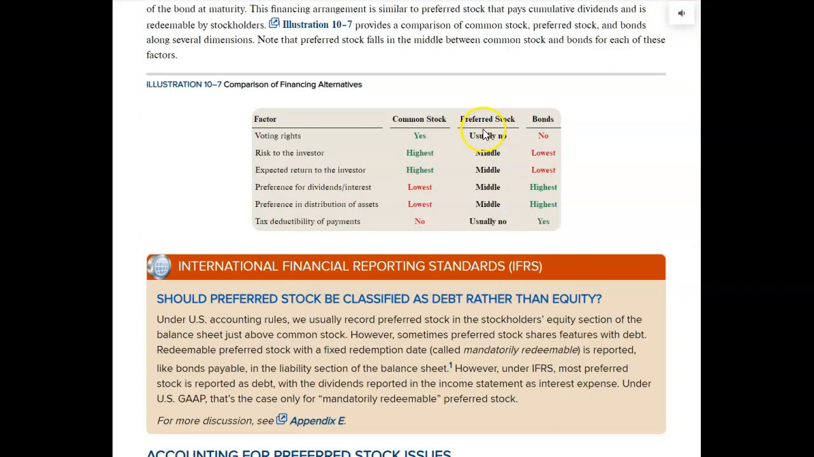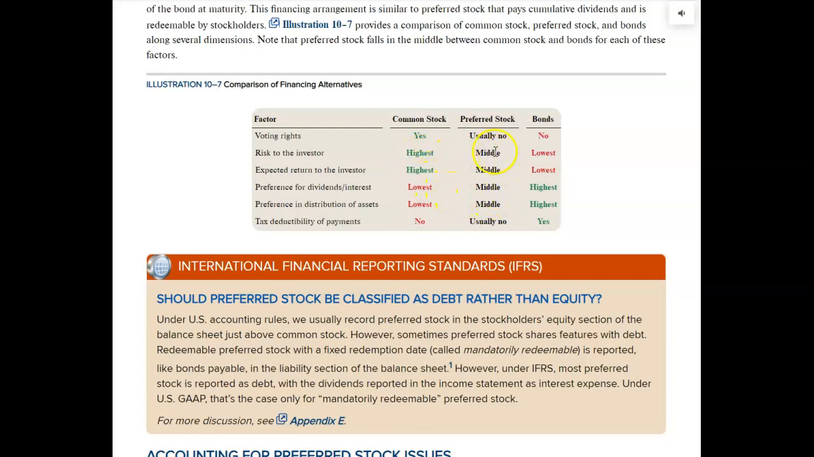Now, the preferred stockholders usually do not have voting rights. There might be certain issues in the corporate charter that say that preferred stockholders can vote on this issue, like maybe some kind of major event in the corporation, maybe major expansion, or maybe accumulating a lot of debt or something. But usually preferred stockholders don't have voting rights. Common stockholders do. They don't have as much risk as common stockholders.